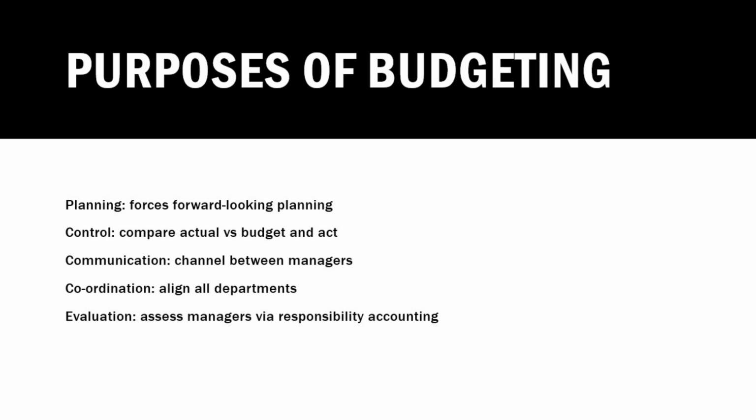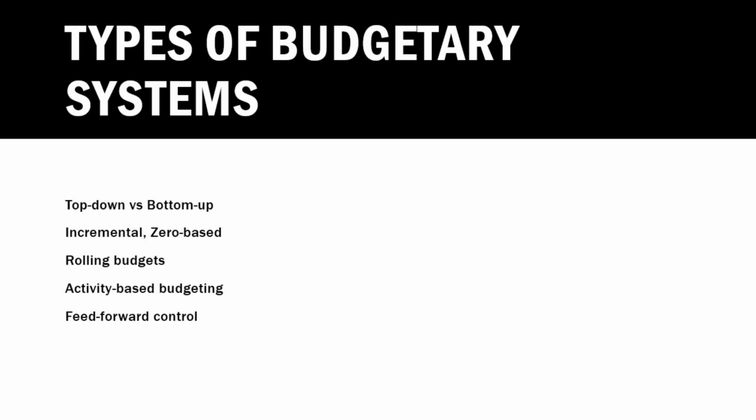There are many systems. Top-down is led by senior management, while bottom-up involves junior managers. Incremental uses last year's budget plus adjustments. Zero-based starts from scratch. Rolling updates the budget continuously. Activity-based uses cost drivers rather than departments. Feed-forward control anticipates problems before they occur.